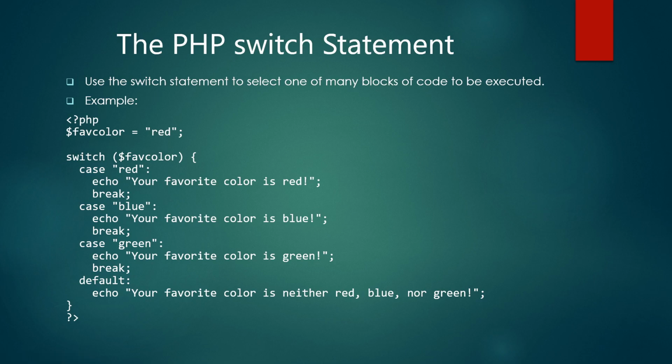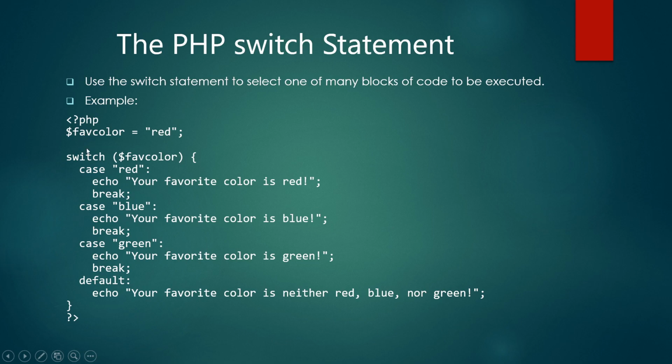Now switch and if else are completely the same, just the syntax looks different. Use the switch statement to select one of many blocks of code to be executed. Let's say I have multiple blocks, and I want to execute only one block of code, then I can go for either if else or I can go for switch statement. So the example looks something like this.